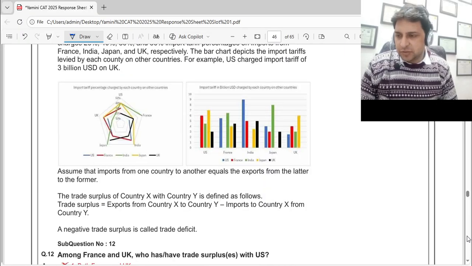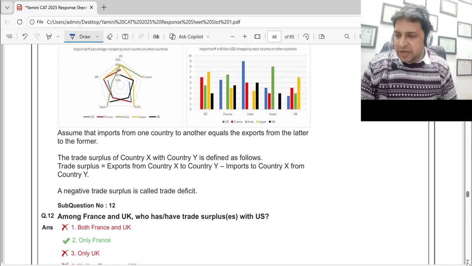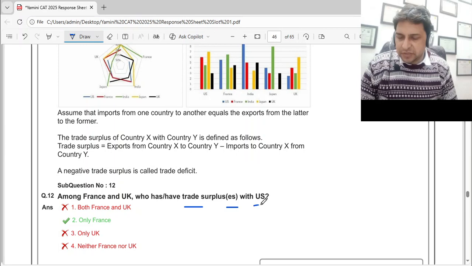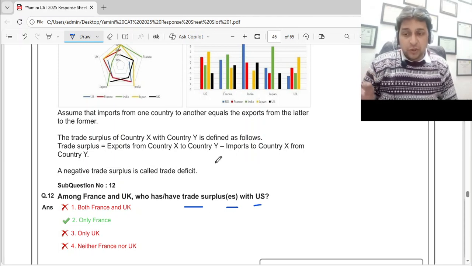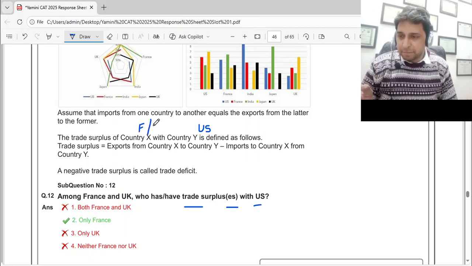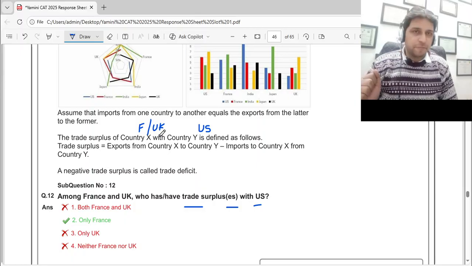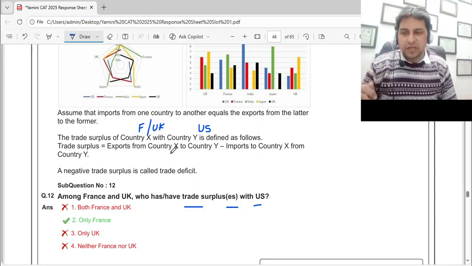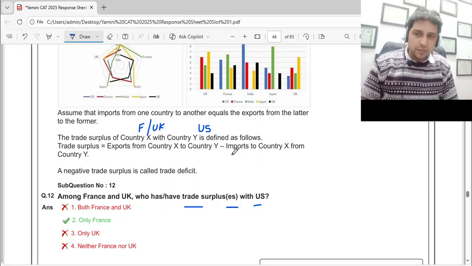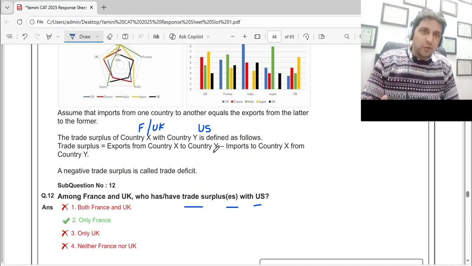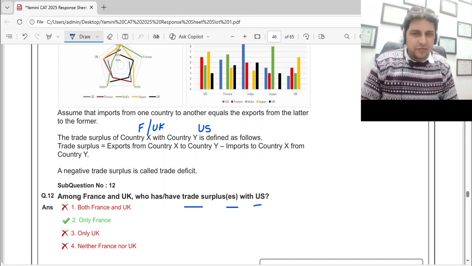The next question, let's go with it. Among France and UK, who has had trade surplus with US? With US, that means country Y is US and country X is France and UK. Okay, so let's start once again. Export from country X to country Y. So country X, let's take France first of all. Now France is exporting to US, so US is importing, and UK is also exporting to US, so US is importing from UK also. So we'll take both the things right away so that our time is saved. We want to save our time.